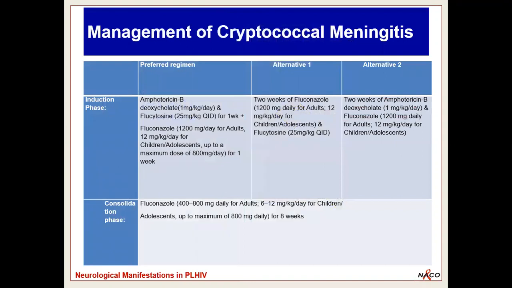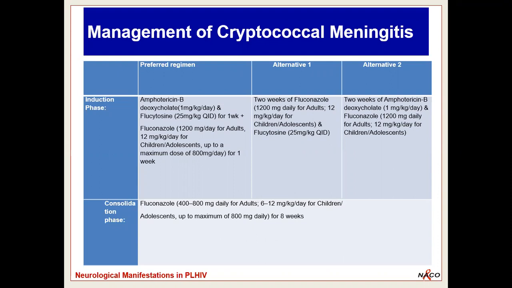When we talk about the management of cryptococcal meningitis, there are three approaches. One is the preferred one, which you can see here: amphotericin B deoxycholate and flucytosine for a week, then fluconazole.